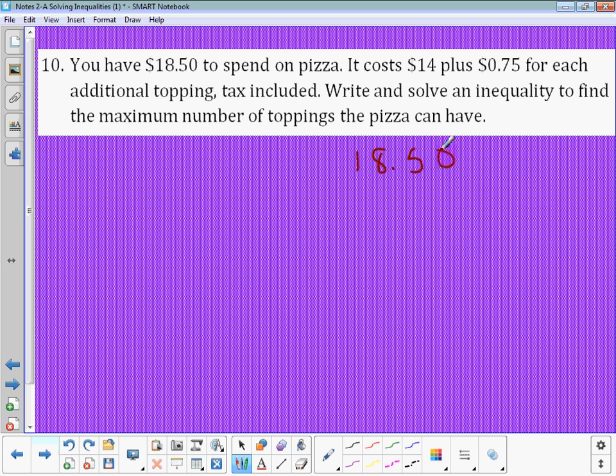So we have to pay $14 just for a straight cheese pizza, just a regular pizza. And then for every x topping that we have to buy, it's 75 cents. What I want you to do is go ahead and solve this for x. Know that x represents toppings, so the label on your word problem is going to be toppings. So go ahead and finish up this problem for me.